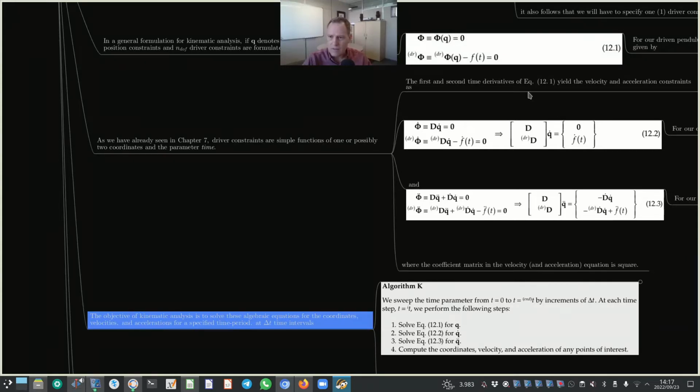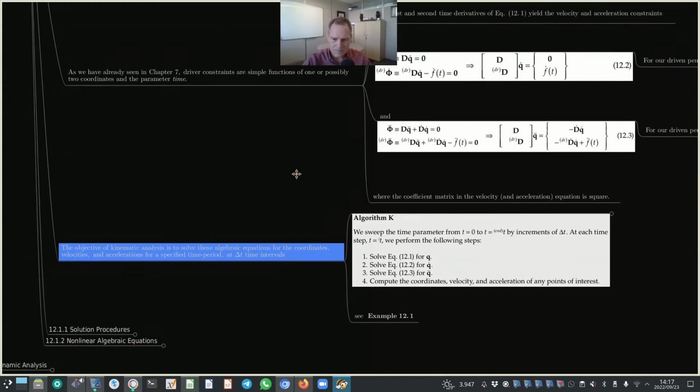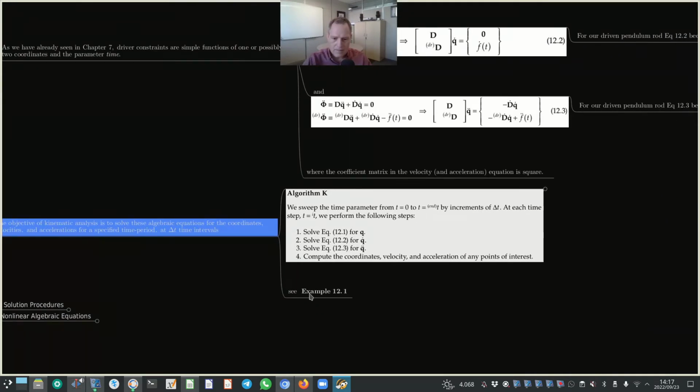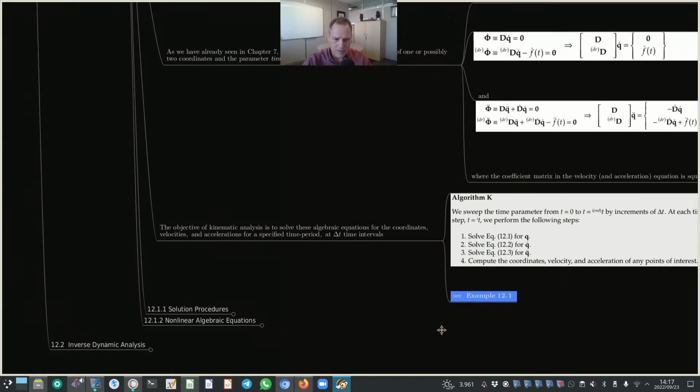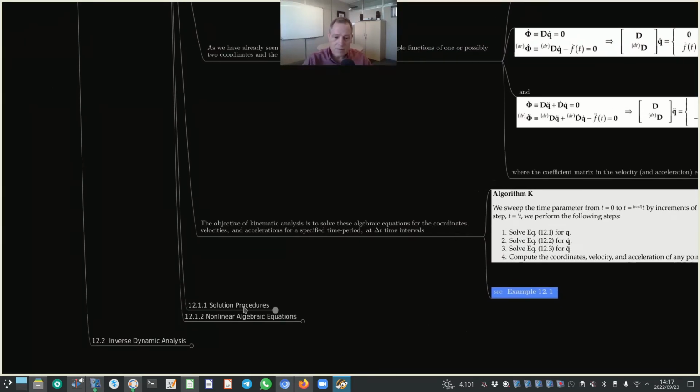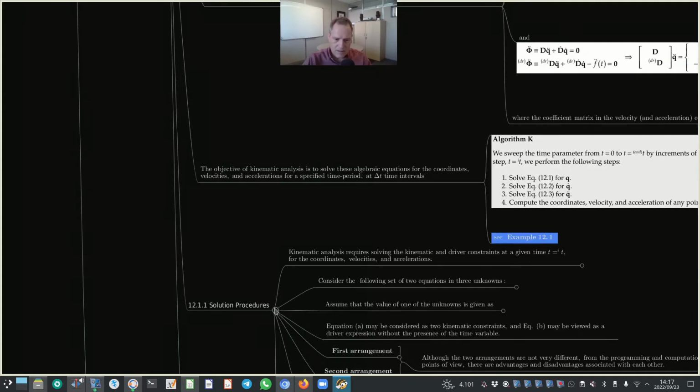Remember, these positions, velocities and accelerations are of the center of gravity, or centers of gravity, of each body in the mechanism. Now, on your own time, you're welcome to have a look at planar multibody dynamics example 12.1. Let's now focus on solution procedures for these equations. That is subsection 12.1.1 in planar multibody dynamics.